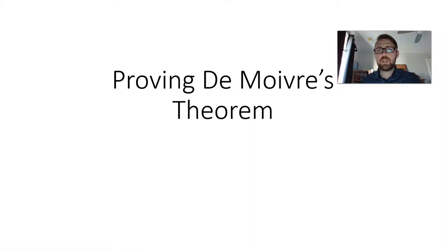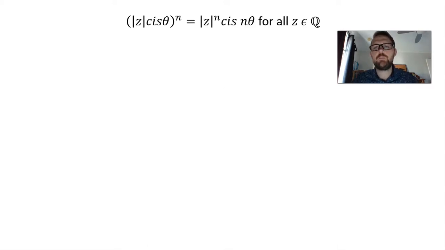All right, so today we're going to have a look at proving de Moivre's theorem. So there's 3 steps to it. The first one should be pretty familiar, and then we'll follow through all 3 to prove it for all rational numbers. Okay, so this is it. This is de Moivre's theorem. We've already seen it, and it's above, and it is proof for all of z that belongs to this Q.